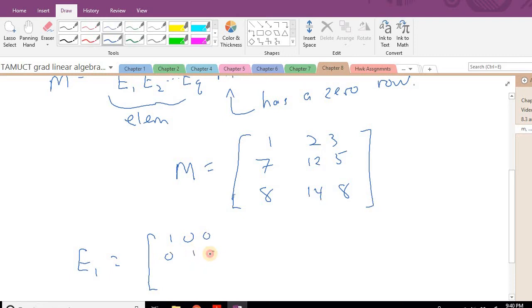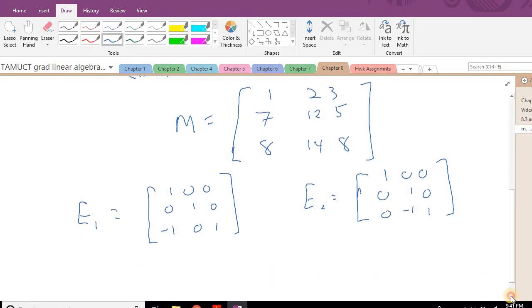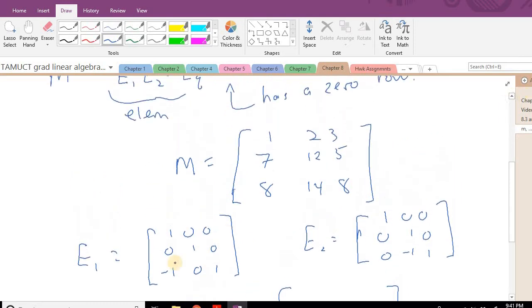Okay, very good. So you're saying this elementary matrix, and what did you say, -1, 0, 1? Is that what you said? Yes, sir. All right, that's the elementary matrix. So this is E1, and then this is E2, equal to 1, 0, 0, and then what you said was 0, 1, 0, 0, -1, 1. So what you're saying is if I take E1 times M, this subtracts row 1 from row 3. That's going to subtract row 1 from row 3.